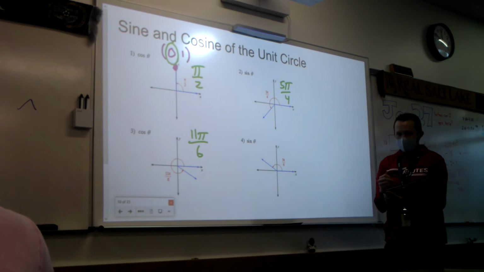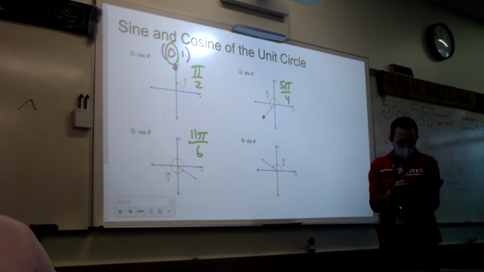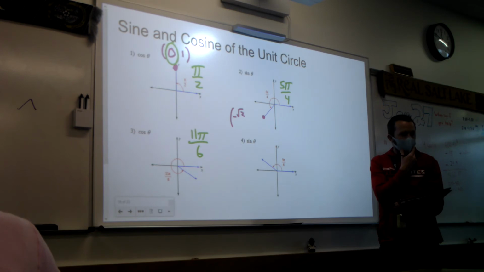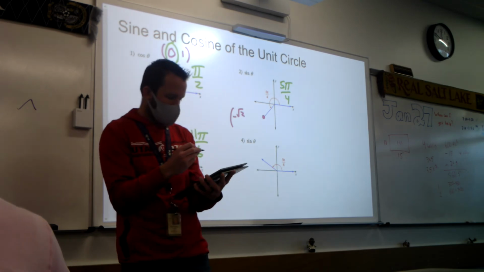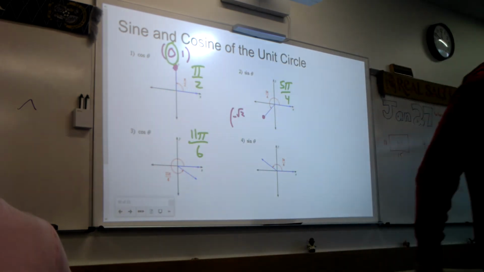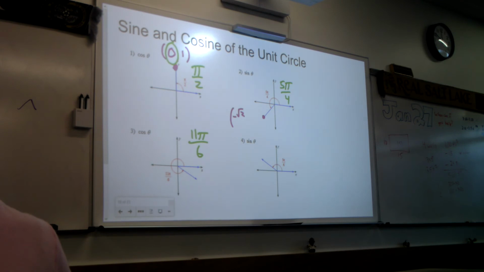Let's do 2 more. 5 pi fourths, all right? What are we going to do with that, Brian? What are your coordinates at 5 pi fourths? Is that at 5 pi fourths? I think you're looking at one of the other ones. Oh, so those should be 2. So it's a negative square root of 2 over 2. So just change those on yours. But yeah, that's the right spot. We just copied it down a little bit.